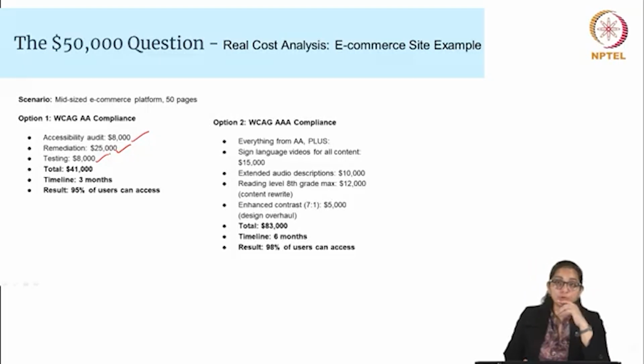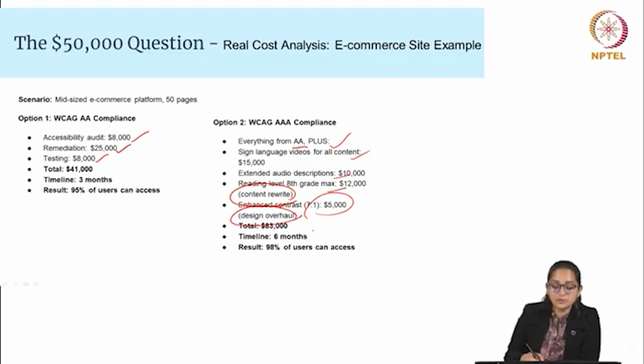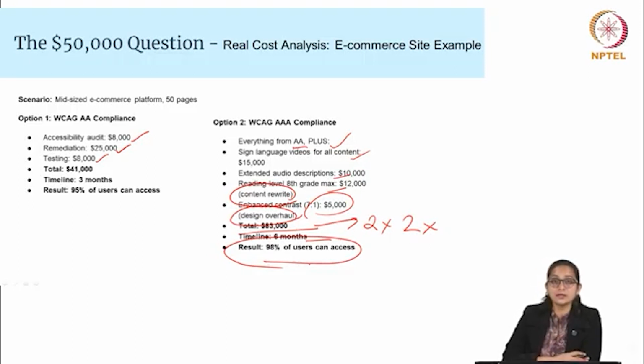For AAA WCAG compliance, everything from A plus additional. So sign language videos for all content may require hiring sign language experts, extra recording time and all of that. Extended audio descriptions, reading level 8th grade max, so content rewriting may be required, enhanced contrast, so design overhaul may be required. So this may reach up to almost 2x the amount, and time also is 2x, and the result is 98% of the users are getting access.